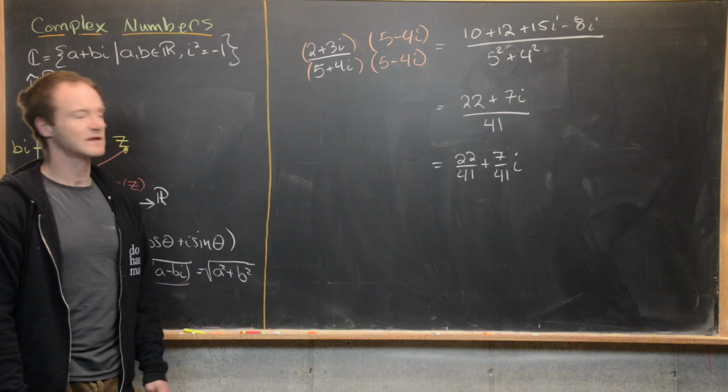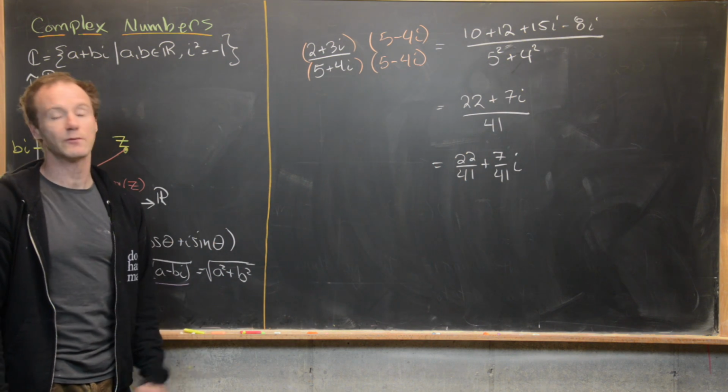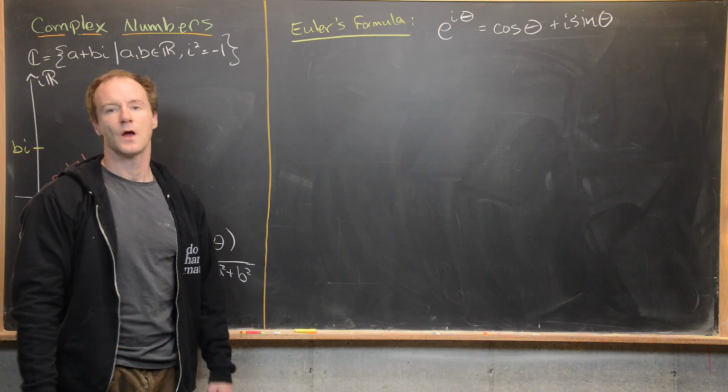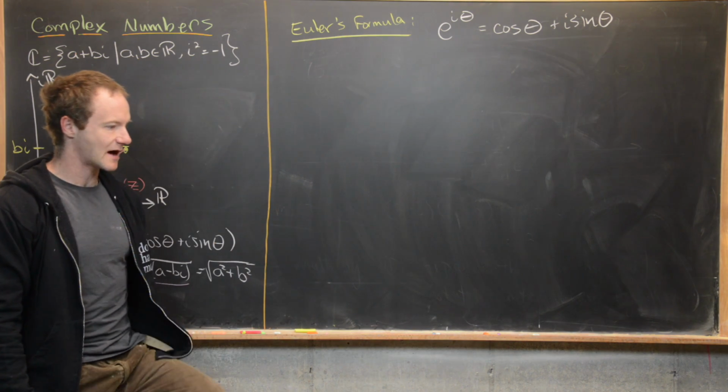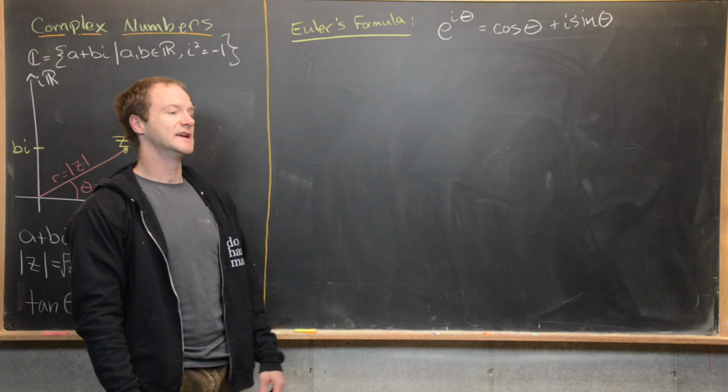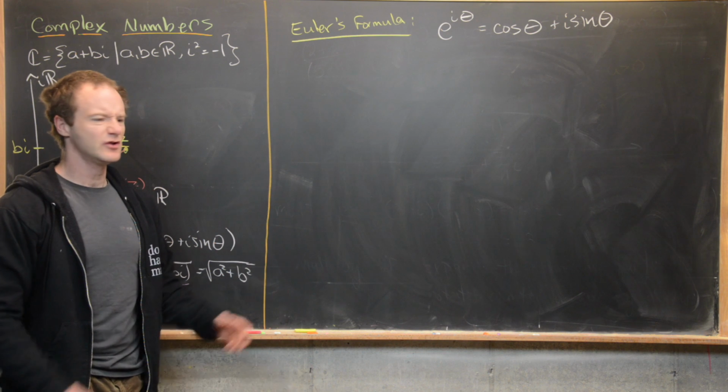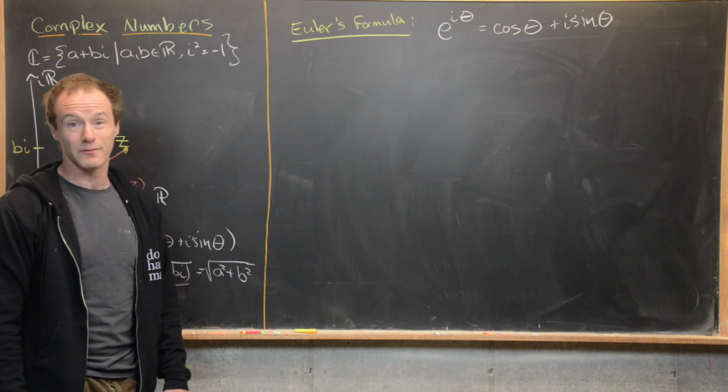Okay, so let's maybe clean up the board, and then we're going to look at a really important formula known as Euler's formula. The last basic thing that we need to look at before we go into some examples is something called Euler's formula. You can derive Euler's formula a number of different ways.